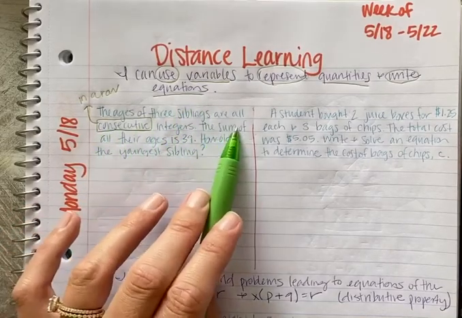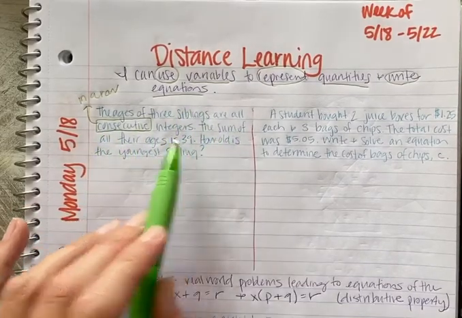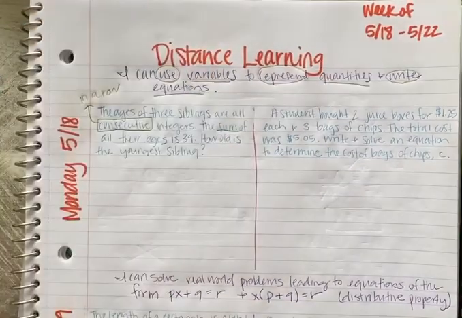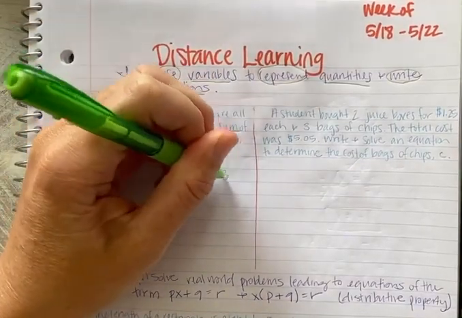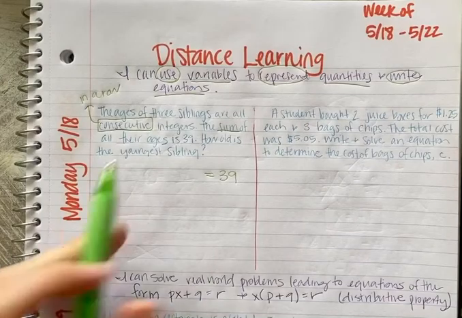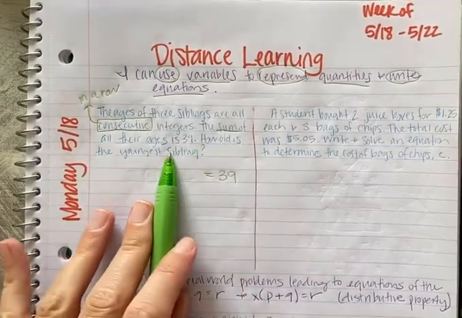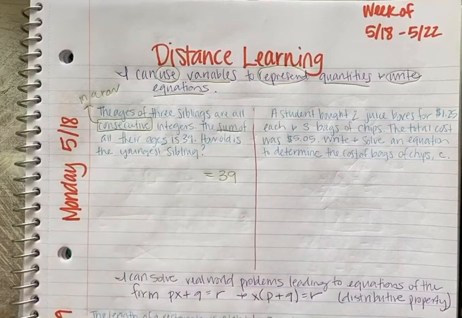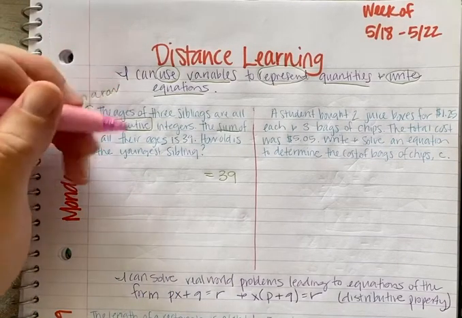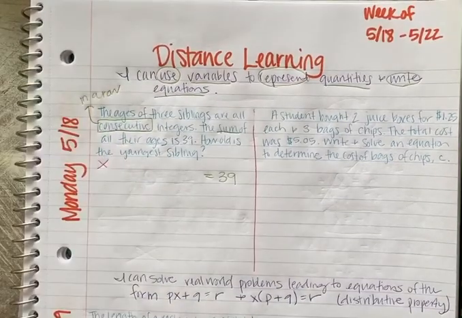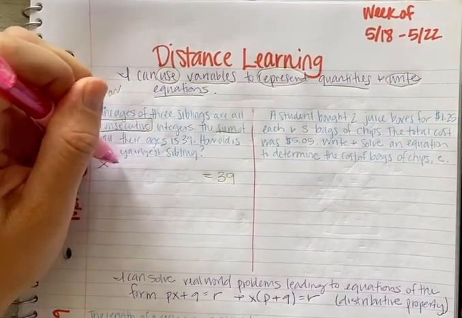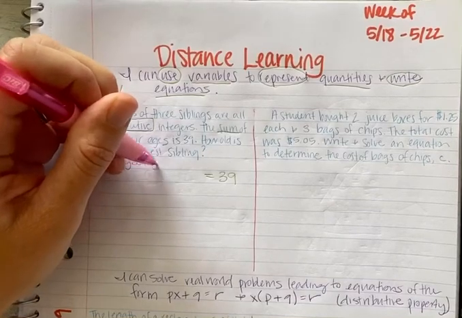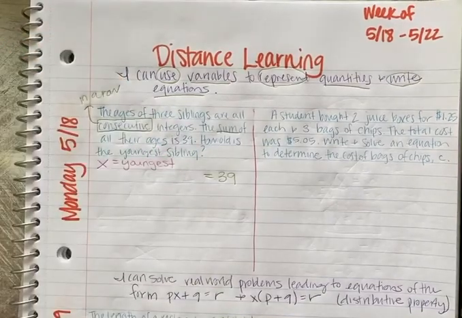The sum, however, of all of their ages is 39. We know that this word sum means that they all add up to 39. We want to figure out how old is the youngest sibling. So if we're trying to figure out how old the youngest sibling is, we need to identify who they are. We don't know who they are, so we're going to call them X. X is going to represent the youngest sibling, okay?